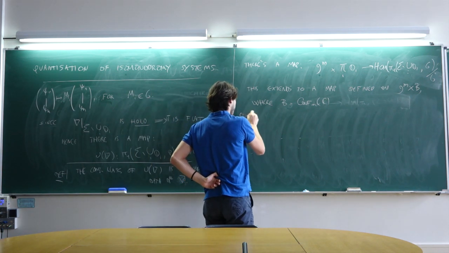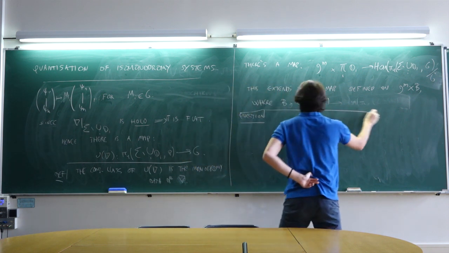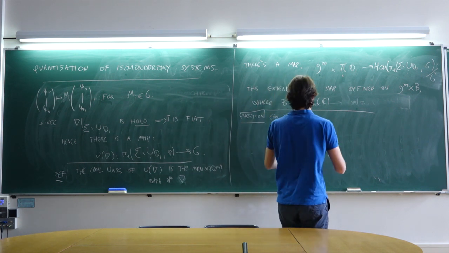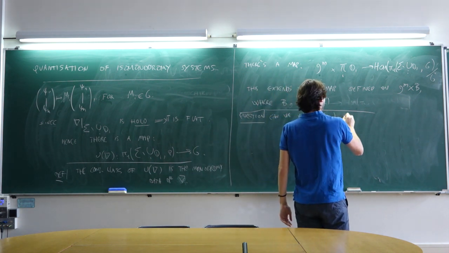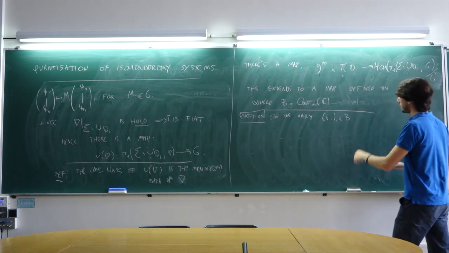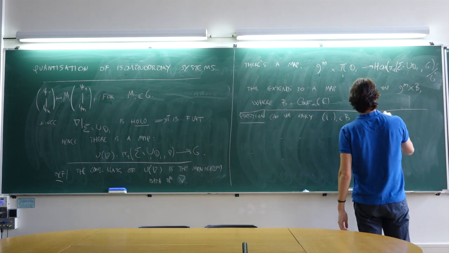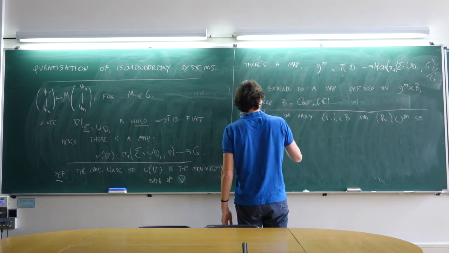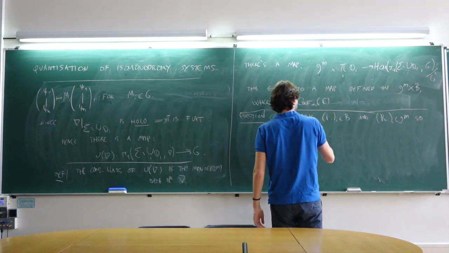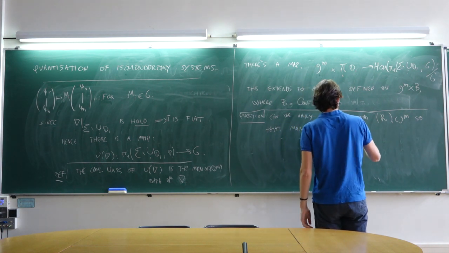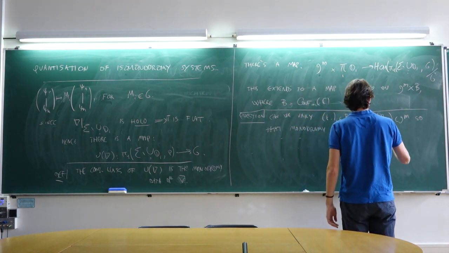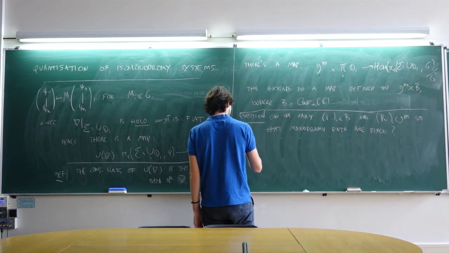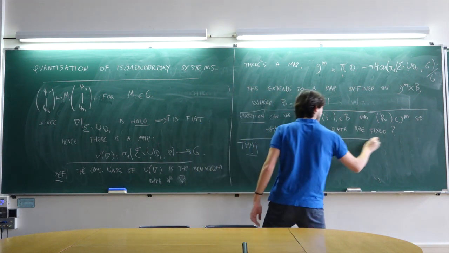Now we ask the question. The question is, can we vary the position of the poles and the residues so that the monodromy data stay fixed? And the answer to this question, as I said before, is yes. So the answer is this theorem, due to Schlesinger.